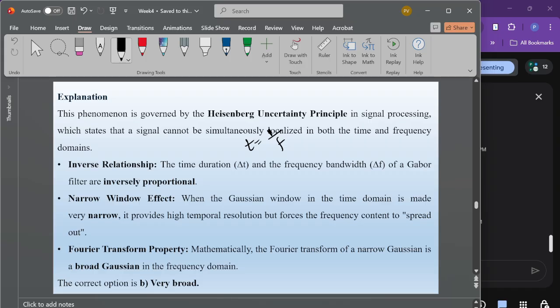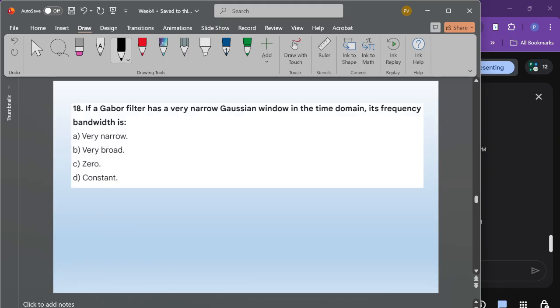The next one is the Fourier transform property. Mathematically, the Fourier transform of a narrow Gaussian is a broad Gaussian in the frequency domain. So the correct option is very broad, that is option B. So if a Gabor filter has a very narrow Gaussian window in the time domain, then its frequency bandwidth will be very broad. Okay.